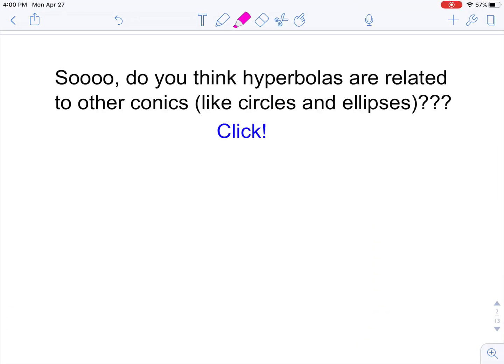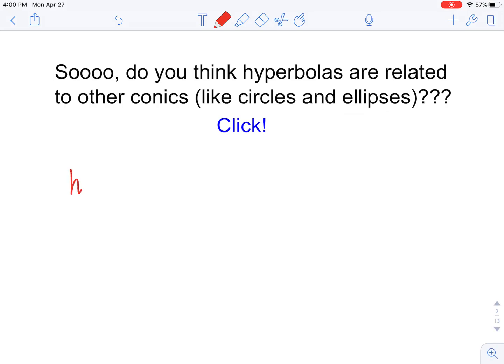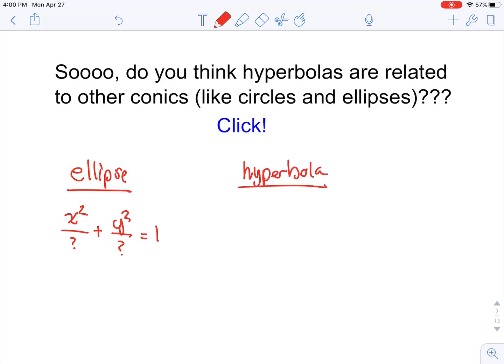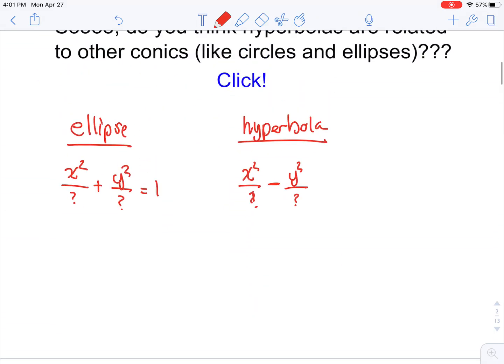Now, let's summarize that and go back to a couple of things that we can conclude from this. Let's start with an ellipse since we know those. We know that in an ellipse, the equation is x squared over something plus y squared over something equals 1. We just saw that a hyperbola equation is going to look very similar, except that we're going to have a minus in place of that plus. And again, that was just that a value being negative.